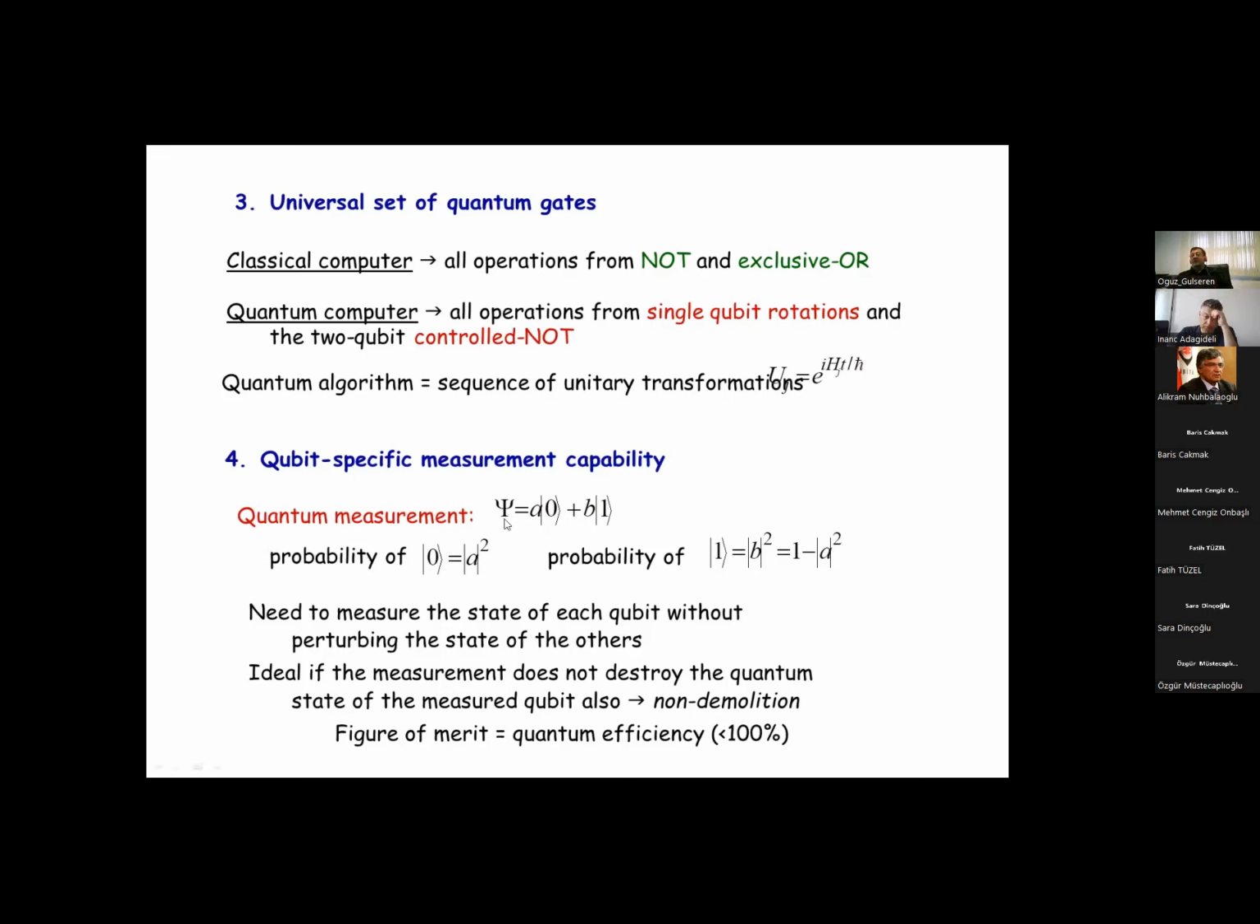So for the quantum measurements, we are looking at the probability density of these. Simply for the two states, for two levels, I can summarize simply like that.